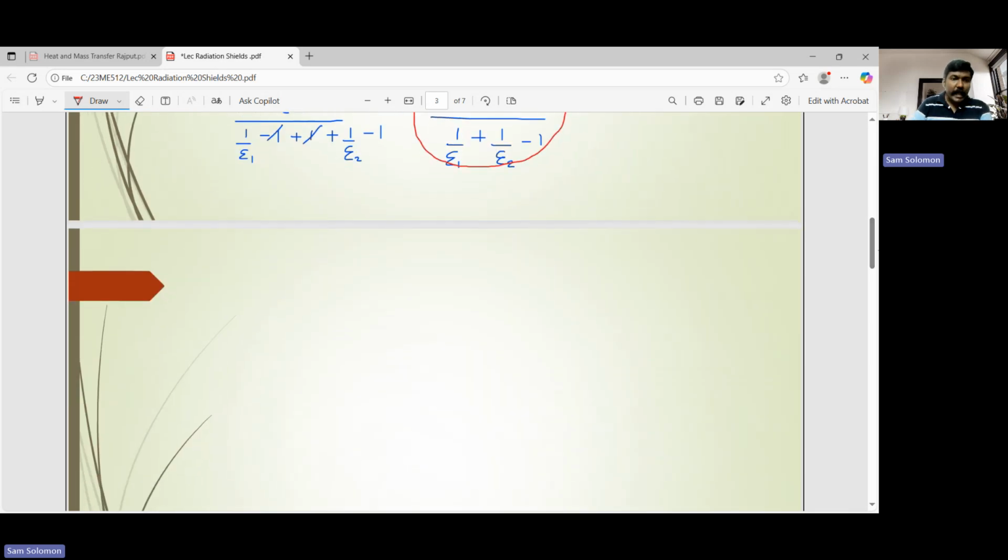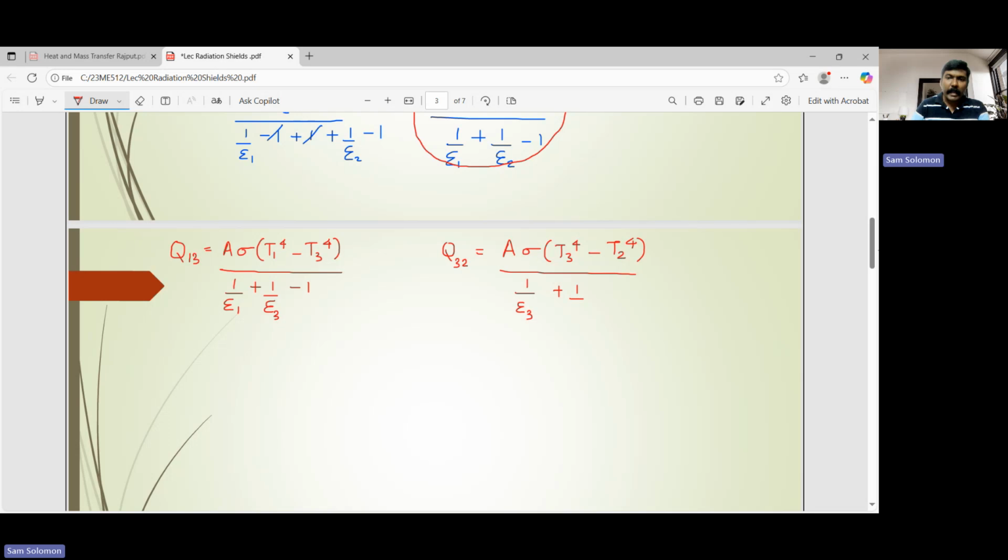Okay. So now when this radiation shield is added, your Q13 is going to be equal to Q12. So now my expression for Q13, that is going to be equal to A times sigma (T1 power 4 minus T3 power 4) whole divided by (1 by epsilon 1 plus 1 by epsilon 3 minus 1). Okay, this is the expression that we have got for Q13, and the expression for Q32 is going to be A times sigma (T3 power 4 minus T2 power 4) whole divided by (1 by epsilon 3 plus 1 by epsilon 2 minus 1). Okay, so this is what we got here.